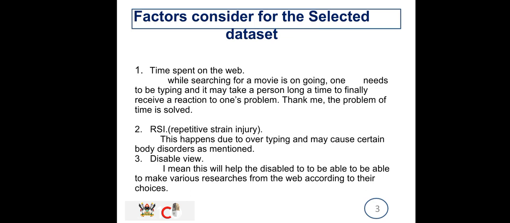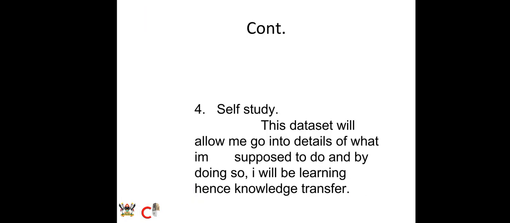Another one, we have the disabled view. For example, this will help the disabled be able to make various searches on the web according to their choices. I can give an example of a blind mother trying to impress a quiet little baby. The mother would just speak, "Hey, play for me this movie," and the baby may be quiet, or any music, of course.